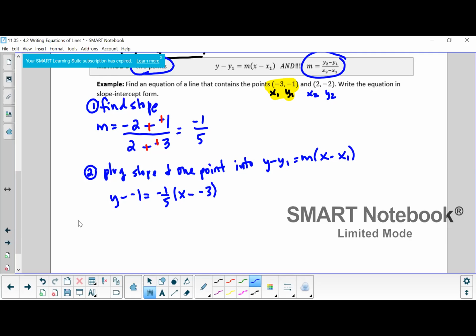And then our last step is to solve for y, because we want y equals mx plus b. So I'm going to do those pluses right where my two negatives are. And just like in the last problem, I'm going to distribute the slope into the parentheses. So right here.